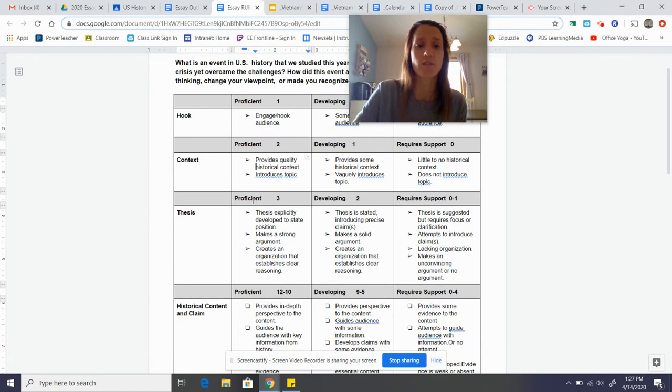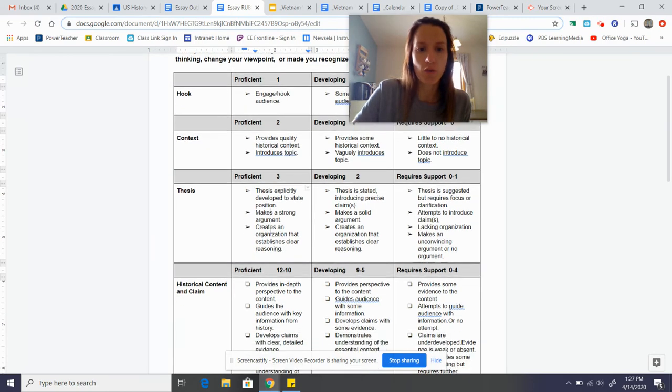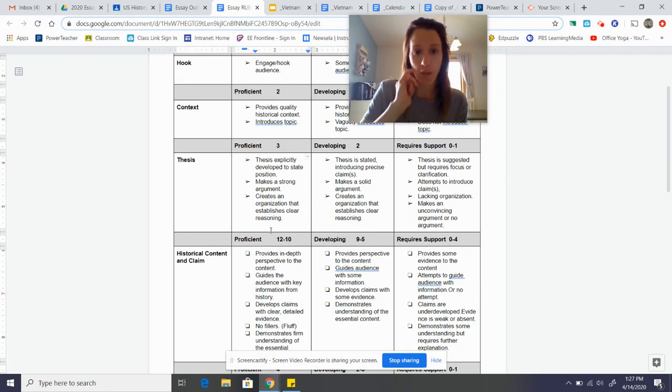Then you're going to have your context. So we've talked all year about context, and that simply, once again, is getting the reader prepared for your thesis statement, giving them the background information that they need in order to have a better understanding of your thesis statement and the information that's going to come after that. So your thesis is going to explicitly develop a position. So you're making a claim right away. You're claiming that something in our nation's history was a crisis, and that we have overcome, or we're continuing to work on overcoming that crisis.